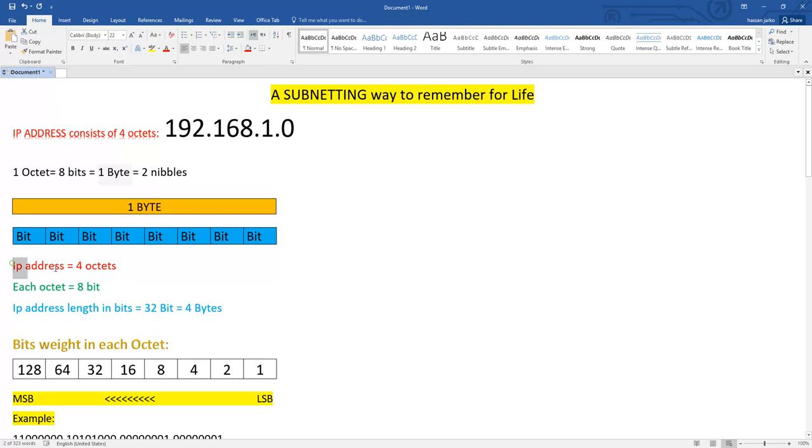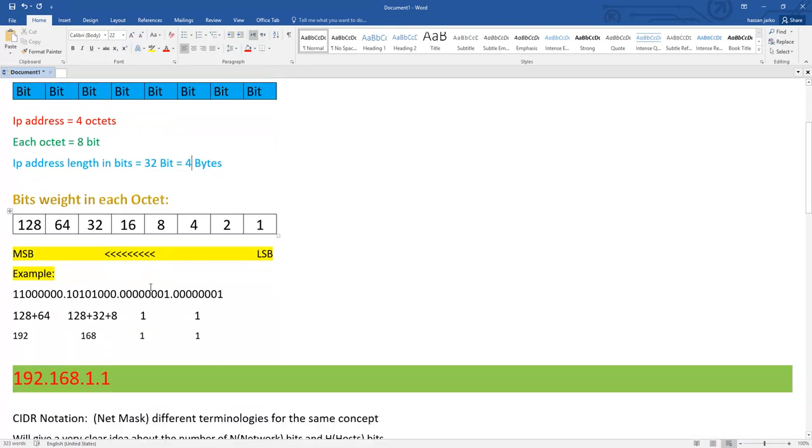Okay, so since the IP address consists of 4 octets, and each octet is 8 bits, come with me, let's do the math. It will be 8 times 4, so 32 bits, which is 4 bytes. Now, there is another important principle we need to remember always, called bit weight. This is an octet, and in this octet we have 8 places, or 8 weights, we call them bit weights. They increase from right to left.